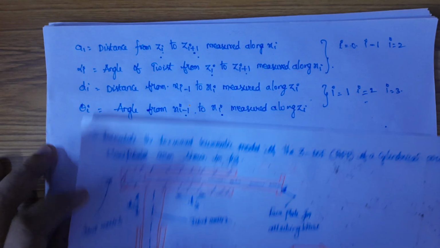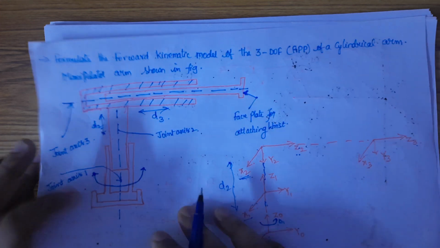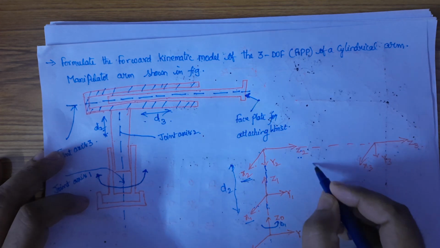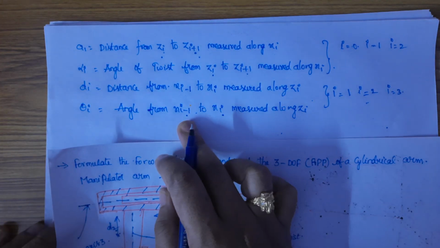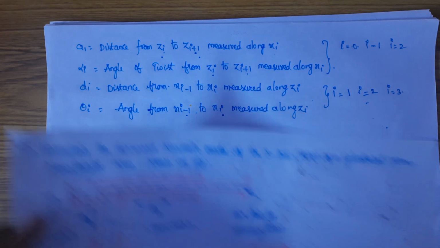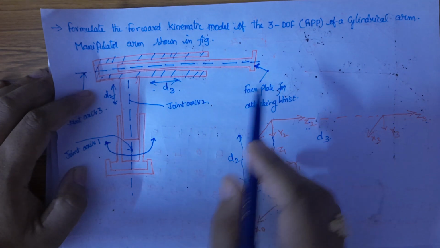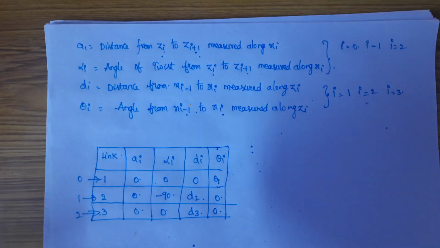The next one, the distance from x2 to x3 measured along z3. The distance here is mentioned in the question as d3, so we'll be taking d3. The angle from x2 to x3 measured along z3. We don't have any angle since it is a prismatic joint, so here we will be giving 0. With this we have completed the DH table.